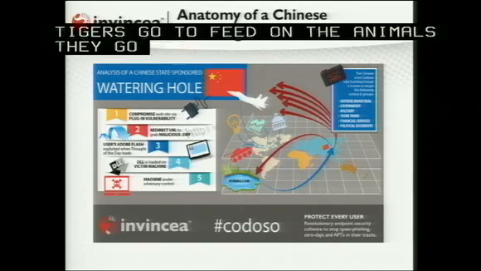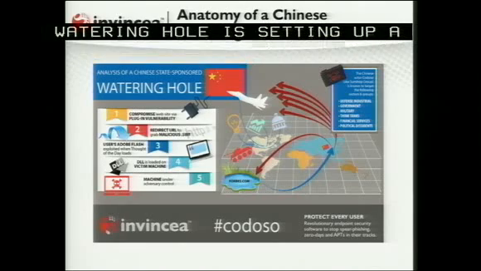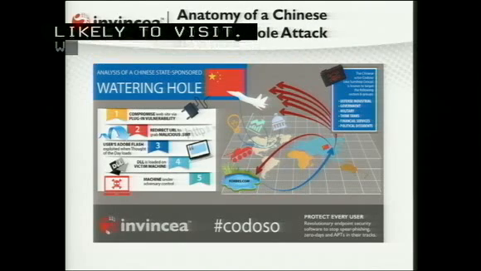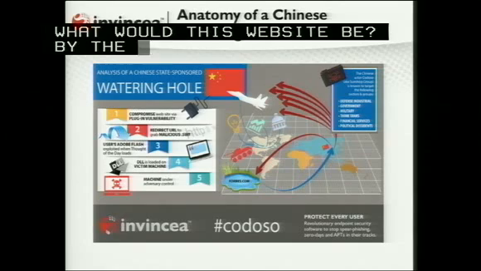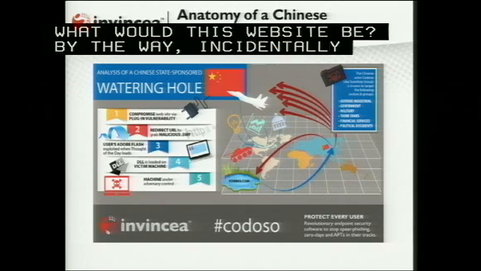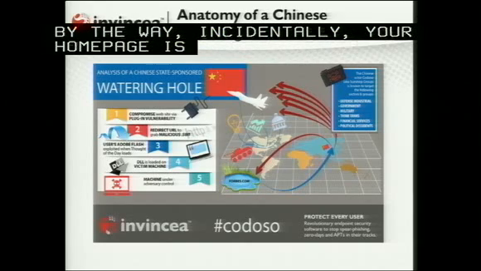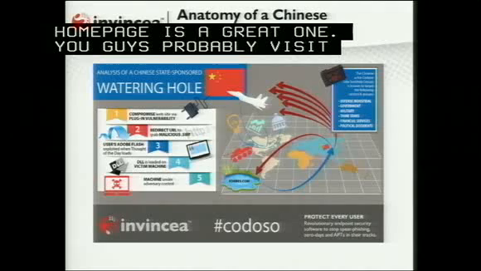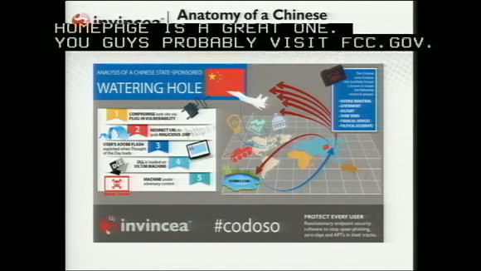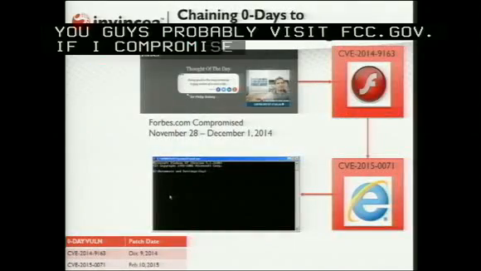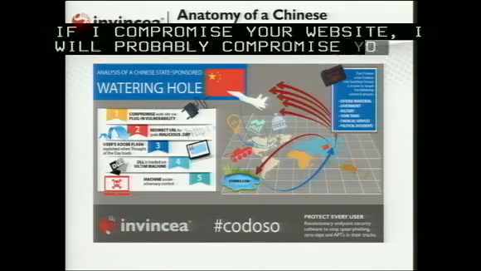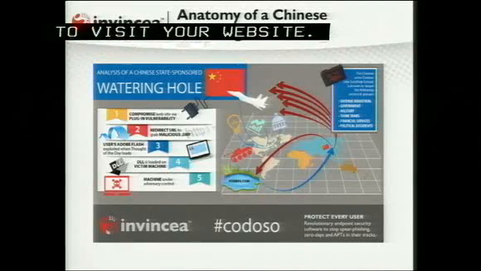So what would this website be? By the way, incidentally, your homepage is a great one. So if I want to get FCC, you guys probably visit fcc.gov. Historically, this is true. So if I compromise your website, that's another way of compromising your network because you're likely to visit your website. But there are many examples of this. One that was particularly interesting was Forbes.com. Who doesn't go to Forbes.com? Anyone? Everyone goes to Forbes.com, right?